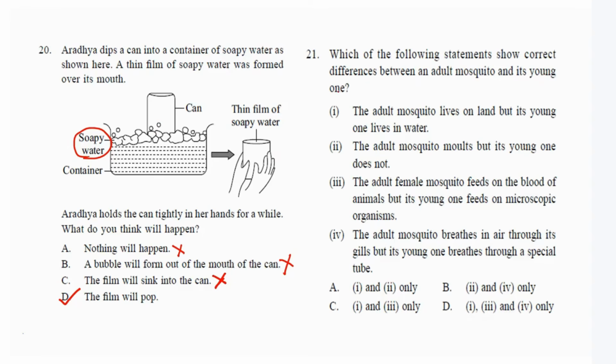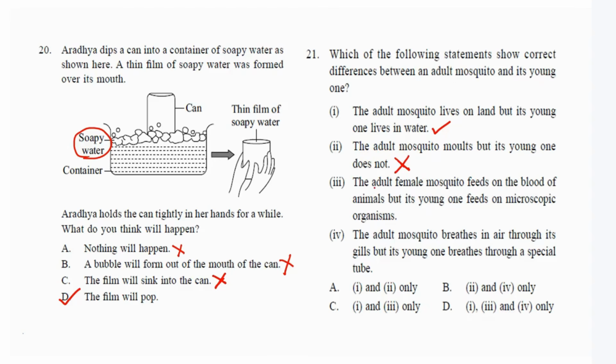Coming to question number 21. Question number 21 says, which of the following statements show correct difference between an adult mosquito and its young one? The first option says, the adult mosquito lives on land, but its young one lives in water. This is correct, right? Adult mosquitoes, we can see they are moving here and there. We can see it inside our room also. But the young ones of the mosquitoes, they live in the water. This is correct. The second option says the adult mosquito molts, but its young one does not. This is incorrect.